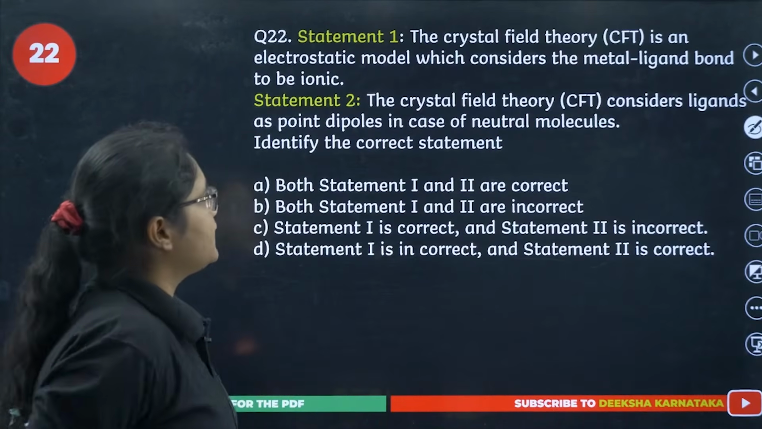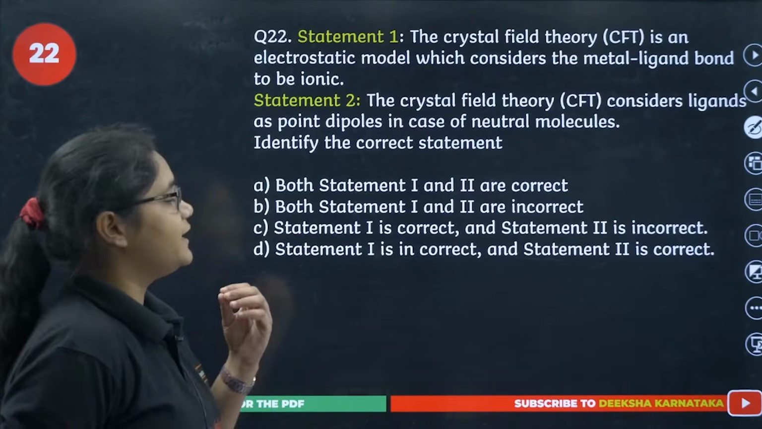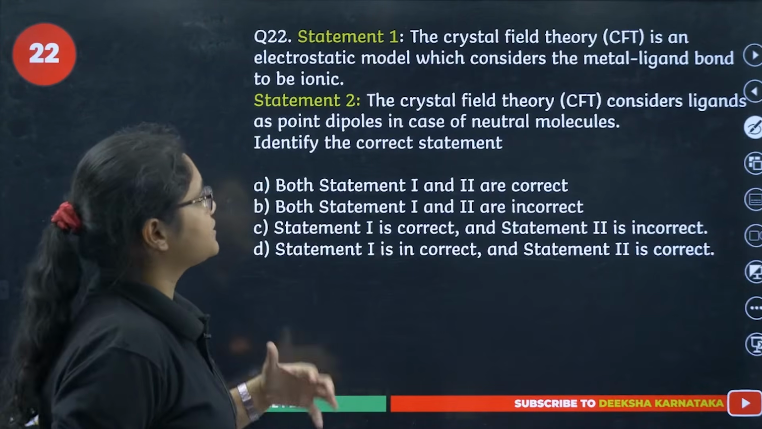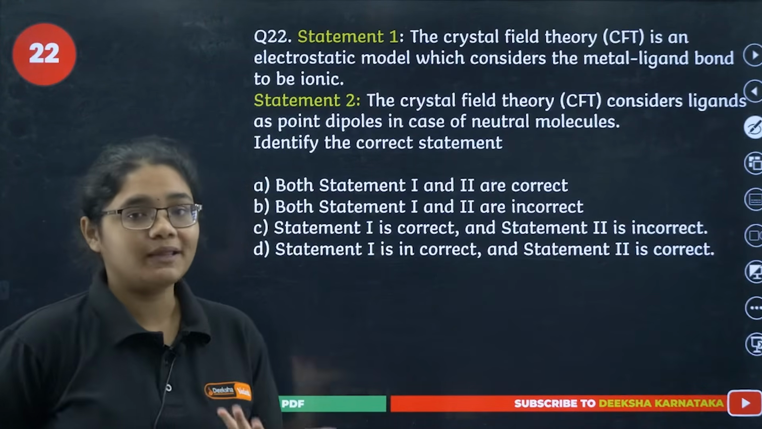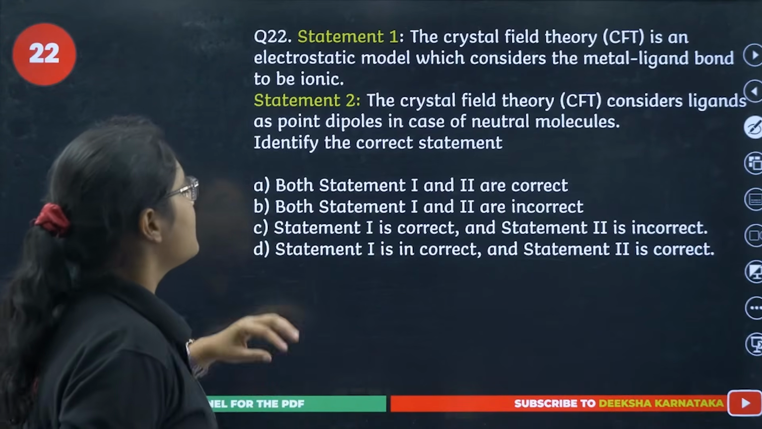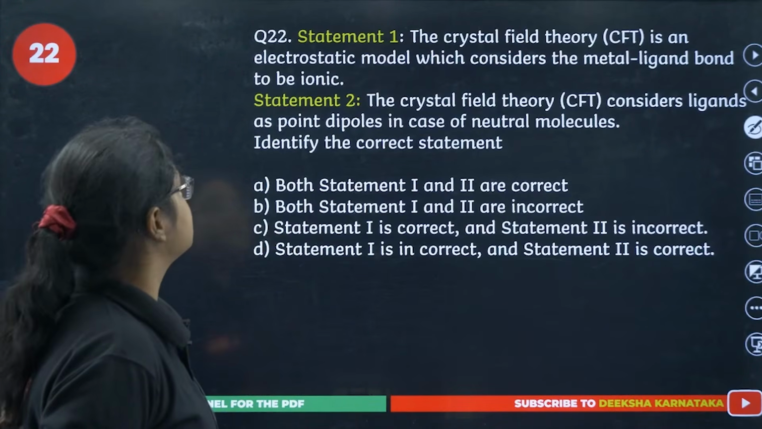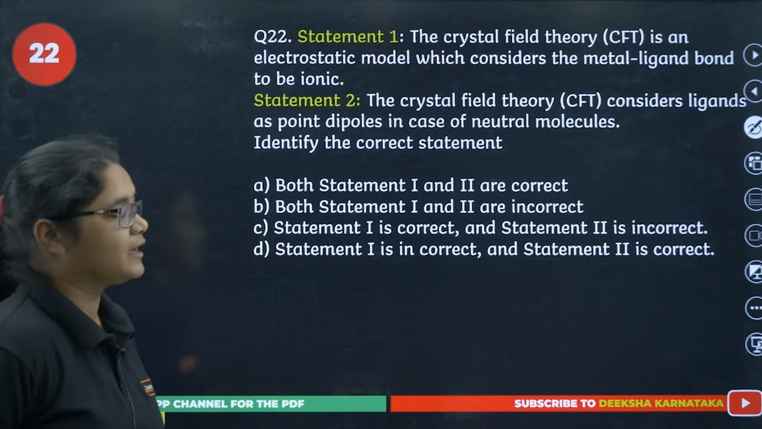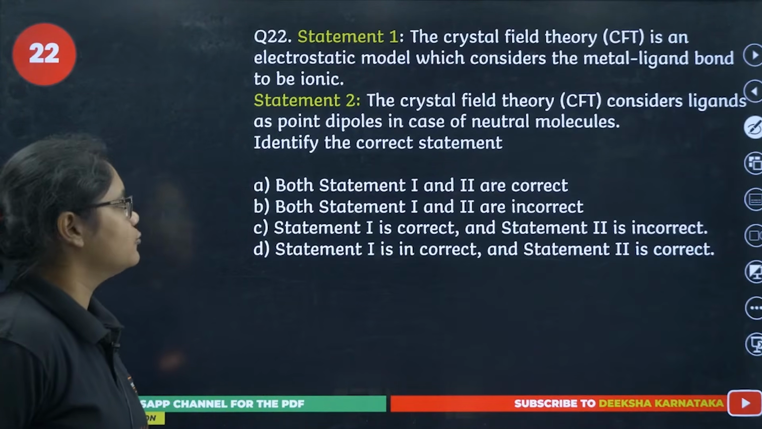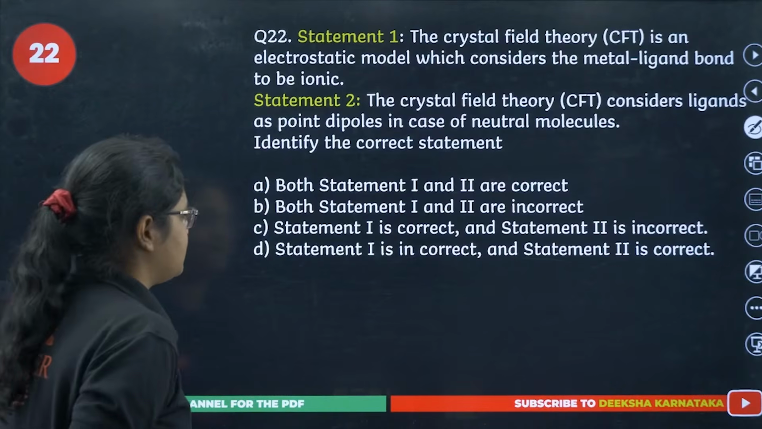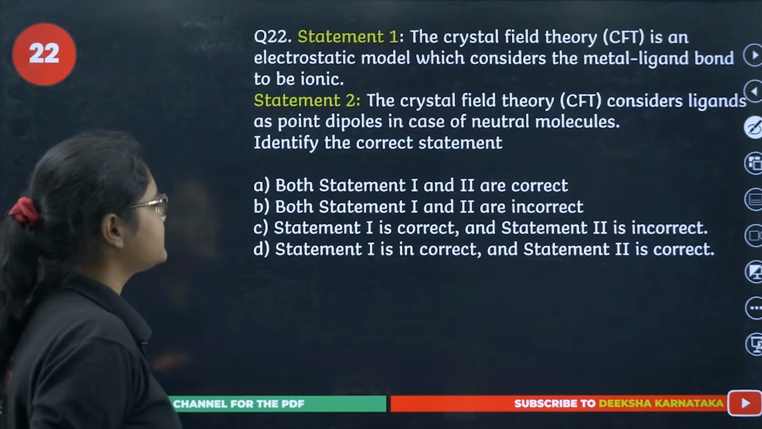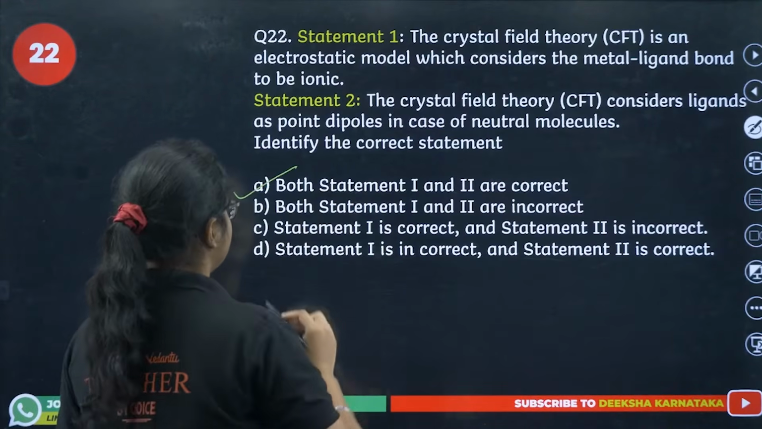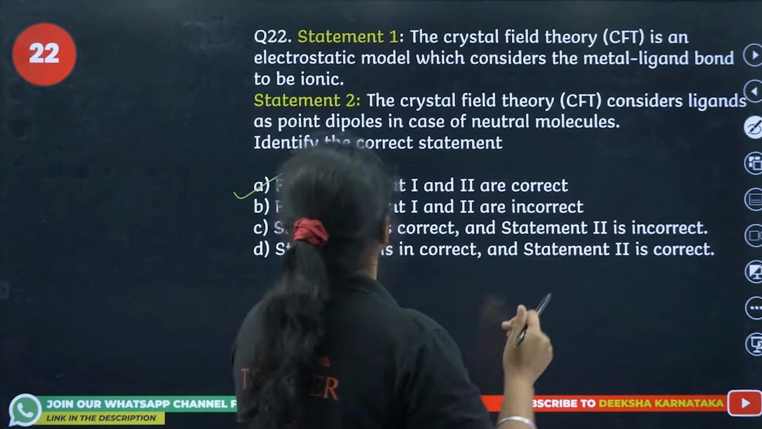Next, question number 22. The crystal field theory is an electrostatic model which considers the metal-ligand bond to be ionic. Yes, that is correct. The crystal field theory considers ligands as point dipoles in case of neutral molecules. Okay, it considers them as point dipoles. So identify the correct statement here. Both the statements are correct. So that is why option number A is the correct answer.